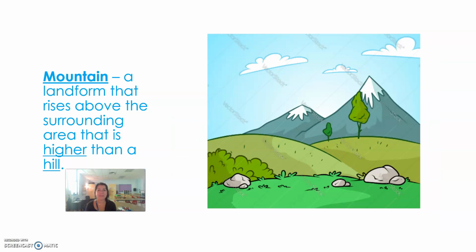Okay, hopefully you had a couple minutes to watch that video. I'm just going to review with you a couple of the details for our different landforms. Remember a mountain. I show a mountain like this, pointing my fingers out kind of like a triangle. It is a landform that rises above the surrounding area and it's higher than a hill.